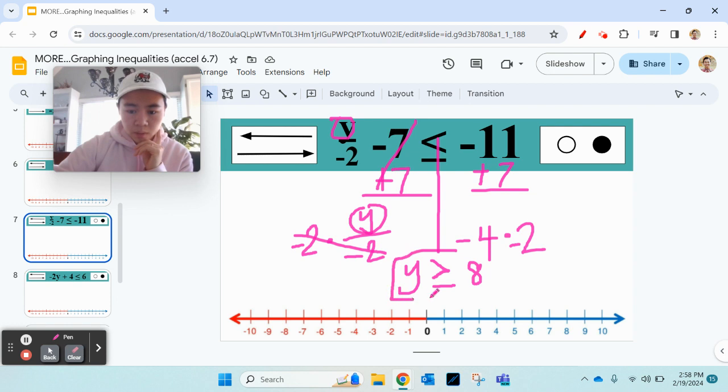So here's my answer. Box it off so you can see it. y is greater than or equal to. So which point are we going to use? Closed point, because it can be 8. y is greater than or equal to 8. It can be equal to 8, or it could be any number larger.